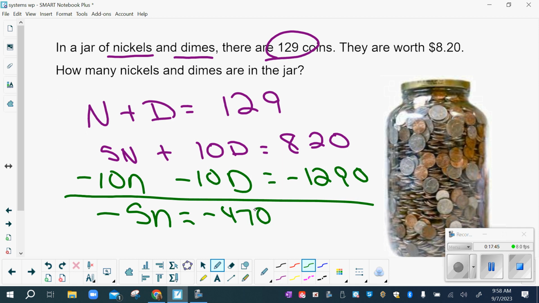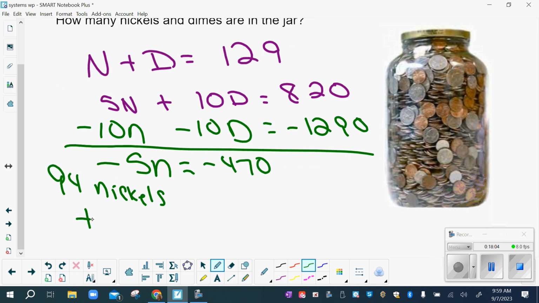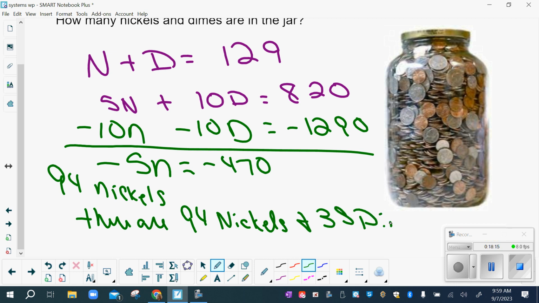And then I am going to divide by 5. I got 94n. I got 94 nickels. Does that make sense? We have 94 nickels. How do I know what to do to get dimes? I just put it in here and subtract it from 129. So minus 129, and it looks like I have about 35 dimes. So the correct answer would be, there are 94 nickels and 35 dimes.